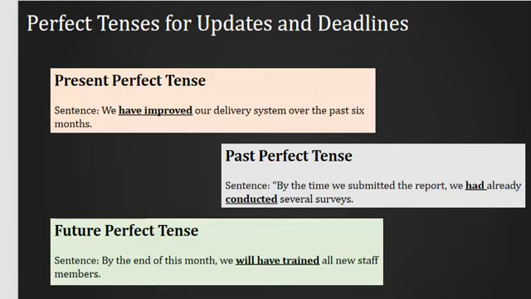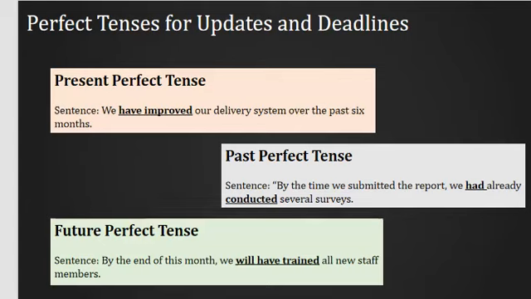So for present perfect tense, the form is has or have plus past participle verb. We use the present perfect tense to show progress or change that has occurred over a period of time up to now. Example, we have improved our delivery system over the past 6 months. In this sentence, we are showing that the improvement began in the past and continues to have relevance now. This is useful in business when updating someone on ongoing development or achievement.